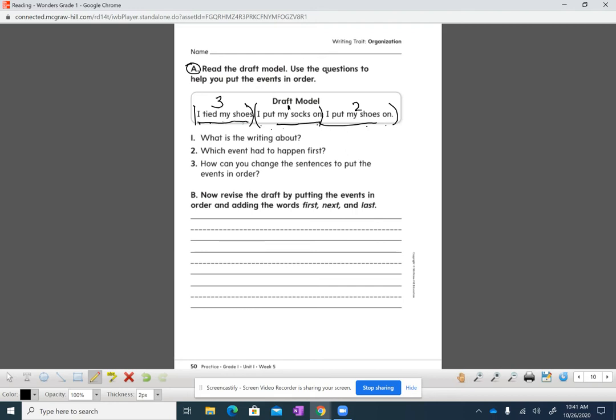So now we're going to write the sentences in order, but we also have to use the words first, next, last. So let's start with the word first. I put my socks on. So let's use the first sentence first. I put my socks on. Period.